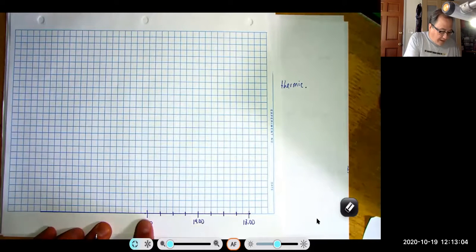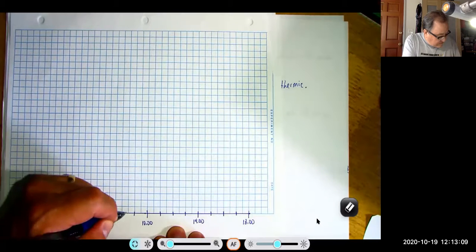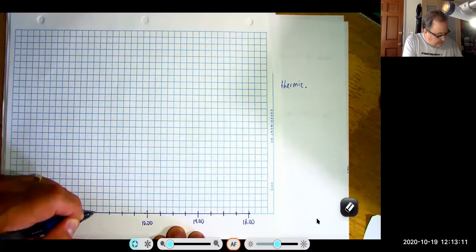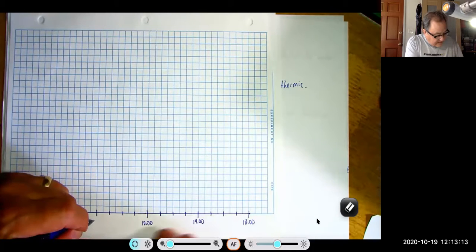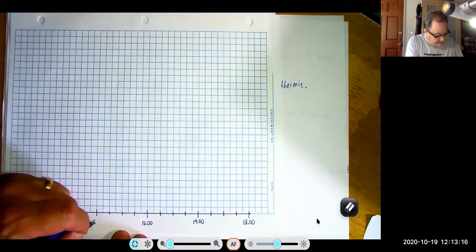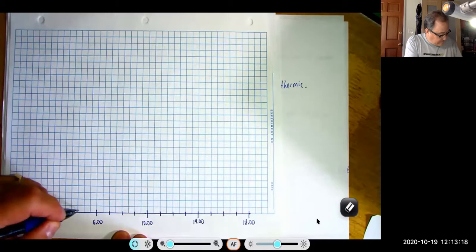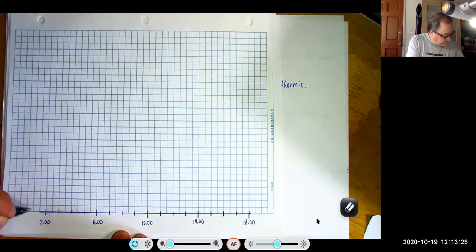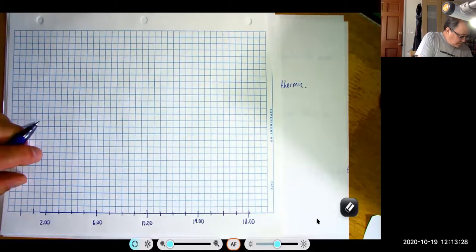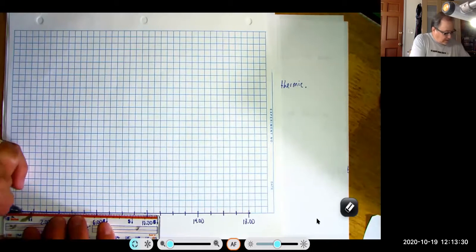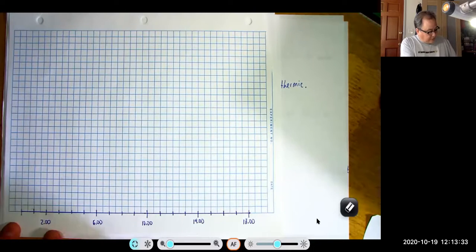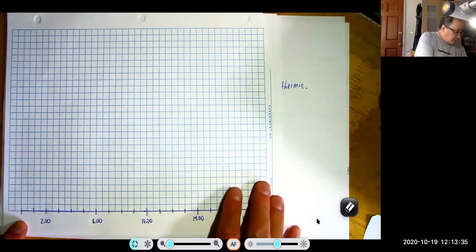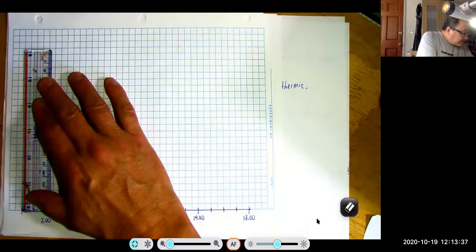If I go over 4, I get 14. Go over 4 more, I get 18. And so this should be what? 6. And this is going to be 2. And then if that's 2, this will be 0 right here. So now I'm going to draw my vertical axis.